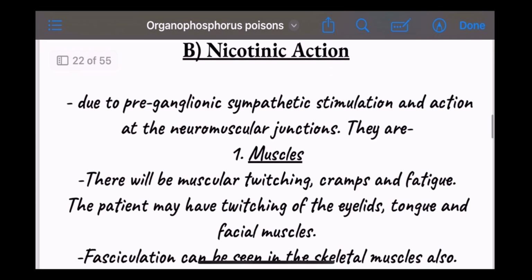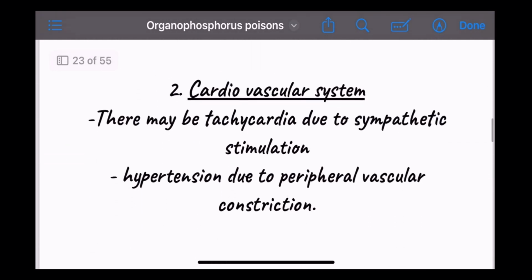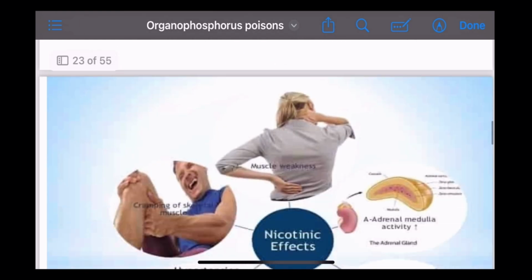Then nicotinic action is due to preganglionic sympathetic stimulation and action at the neuromuscular junction. Muscles will be having twitching, cramps, fatigue. Eyelids will be having twitching, tongue twitching can also be there, and in the facial muscles as well. Fasciculations can be seen in skeletal muscles as well. In the cardiovascular system, tachycardia will be there due to sympathetic stimulation, hypertension can also be there.